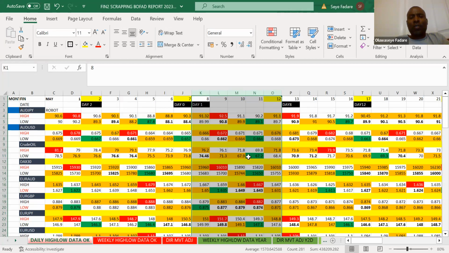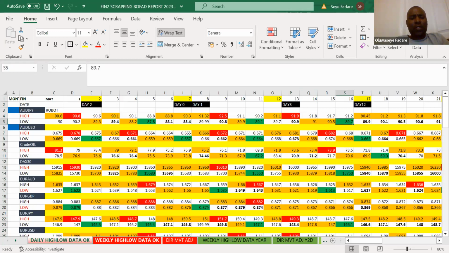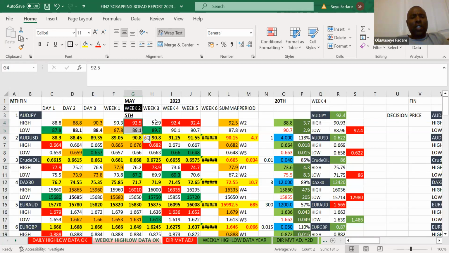So let's look at the third week for this period, as you can see here. What is our highest price? Our highest price is 91.9, which you have here. And our lowest price is 89.7, which we have here. So 91.9 and 89.7. That's how we get our weekly positions.